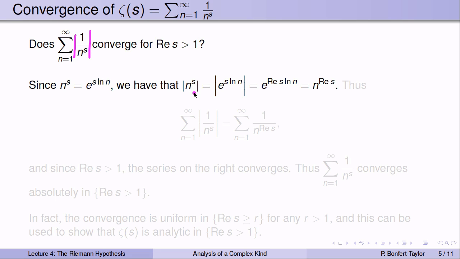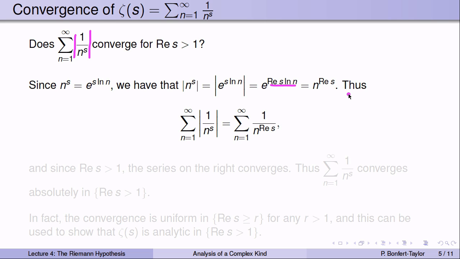So absolute value of n to the s is the absolute value of e to the s natural log of n. And we know the absolute value of e to the something is e to the real part of the exponent. But the real part of s times natural log of n, since natural log of n is a real number, is simply the real part of s times the natural log of n. But now everything is back to being real. And so this expression is the same as n to the real part of s.